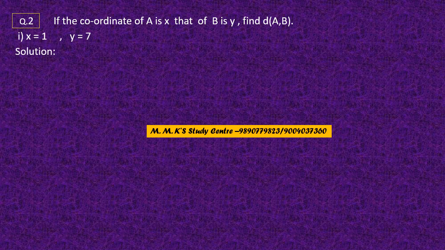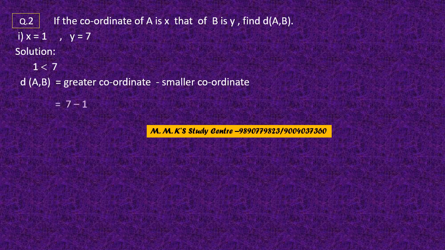So question 1 is x is equal to 1 and y is equal to 7. So solution, we will find out. First of all we will decide which one is greater. 1 is smaller than 7. So we'll use the same formula. Distance between A and B is nothing but greater coordinate minus smaller coordinate. So 7 minus 1. 7 minus 1 will give you 6. So the final answer is distance between A and B is 6, children.